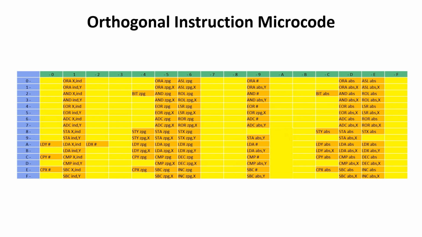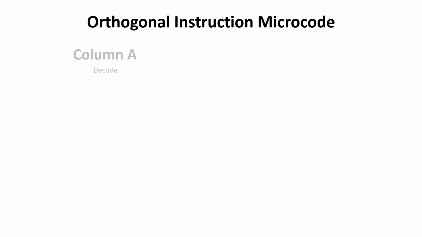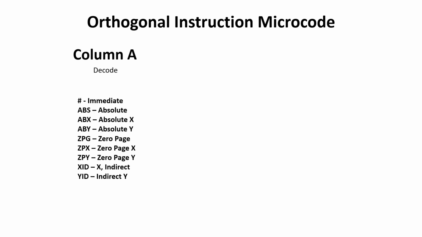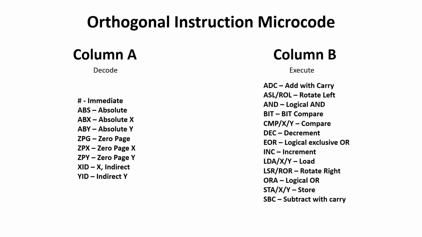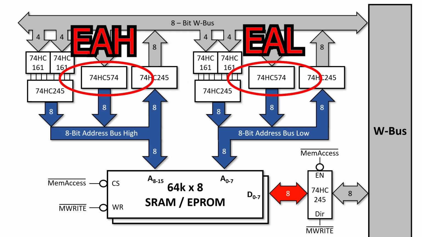This means many different addressing modes apply to many different instructions. An easier way to think about it is we get to choose one from column A, which is part of decode, and one from column B, which is part of execute. Now, this is probably the single most important point of this video. After executing any of the instruction modes in column A, the effective address is always in the EAL and EAH registers. This is why we give these registers direct access to the address bus on the memory.